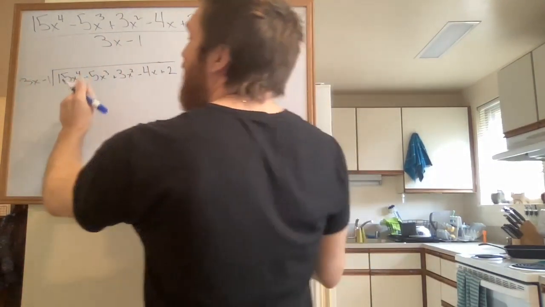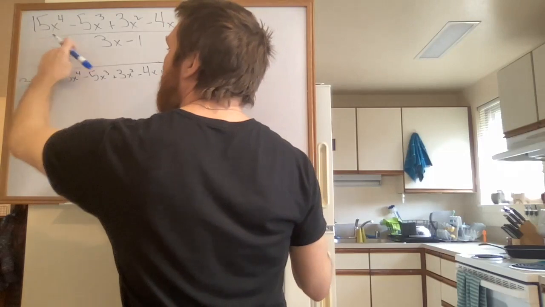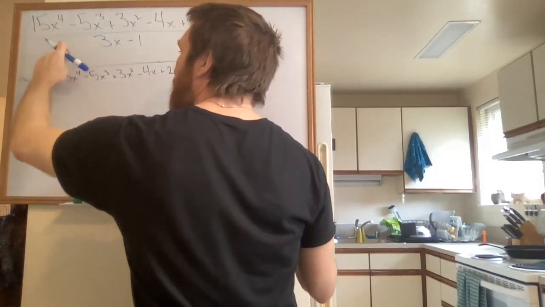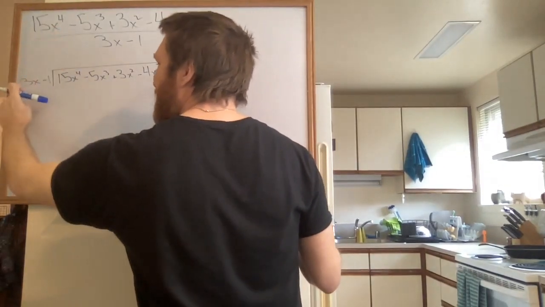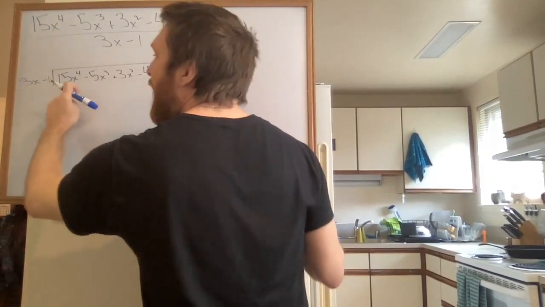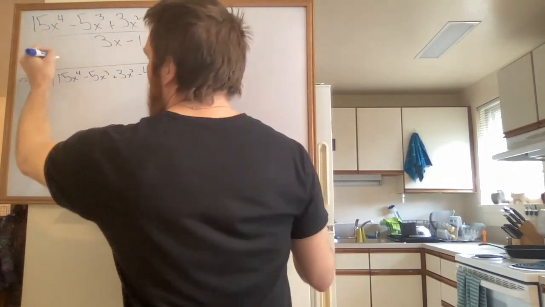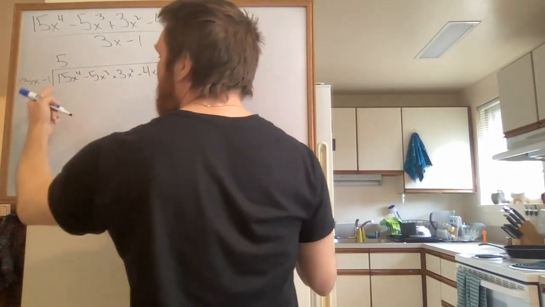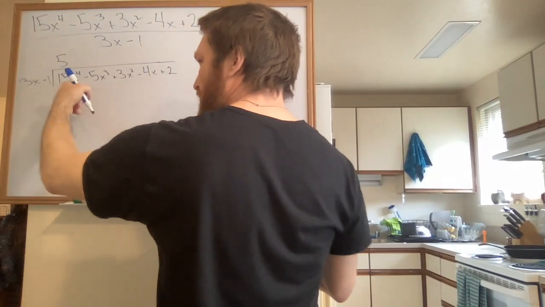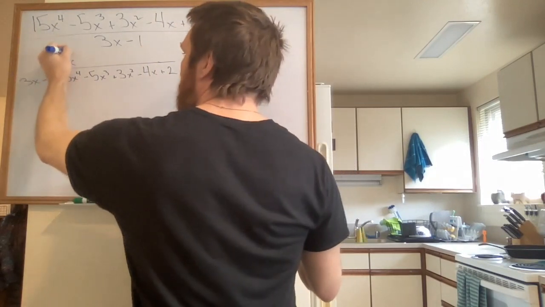So we are asking ourselves, what number do I need to put here? In other words, what number do I need to multiply this thing by in order to get 15x? So I ask myself, what times 3 is 15? Well, that's 5. So 5 times 3 is 15. And what number times x is x to the 4th? Well, that would be x cubed.